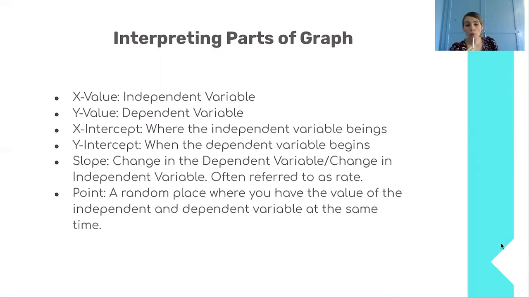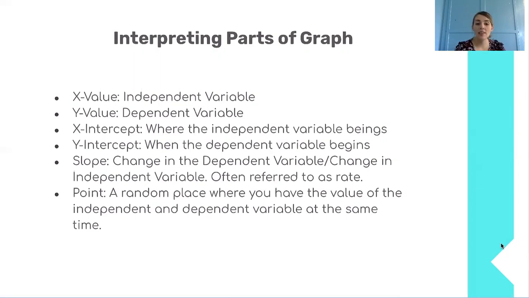Your slope is the change in the dependent variable over the change in the independent variable. You often see this referred to as the rate. So when you see rate, that tells you that it is the slope.